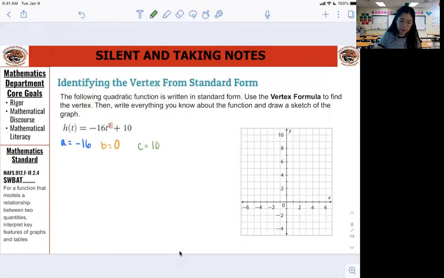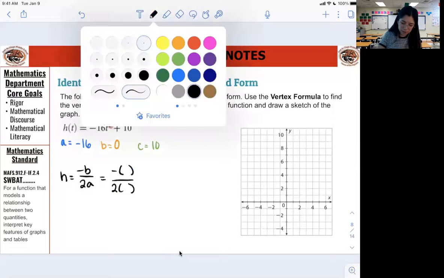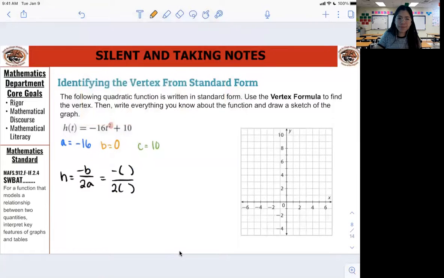From here, we go ahead and use our super handy dandy formula. H equals what? -B over 2A. Good. So negative B over 2A, what's B? B is 0. So it'll be -0. And -16 is A. Okay, so I have -0, which is just 0. 2 times negative 16 is negative 32. But what's 0 divided by anything?